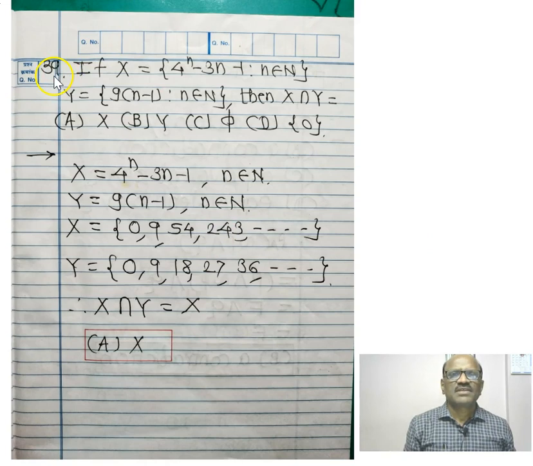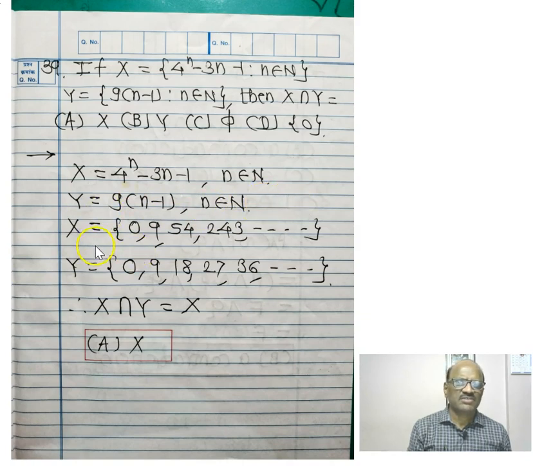Next question, a simple question. If x is equal to the set of 4 raised to n minus 3n minus 1, where n belongs to capital N, and y is equal to the set of 9 into (n minus 1), where n belongs to the natural numbers, then find x intersection y. Now what is here? x is equal to 4 raised to n minus 3 raised to n minus 1, where small n belongs to the set of natural numbers, and y is equal to 9 in bracket n minus 1, where n belongs to the set of natural numbers.